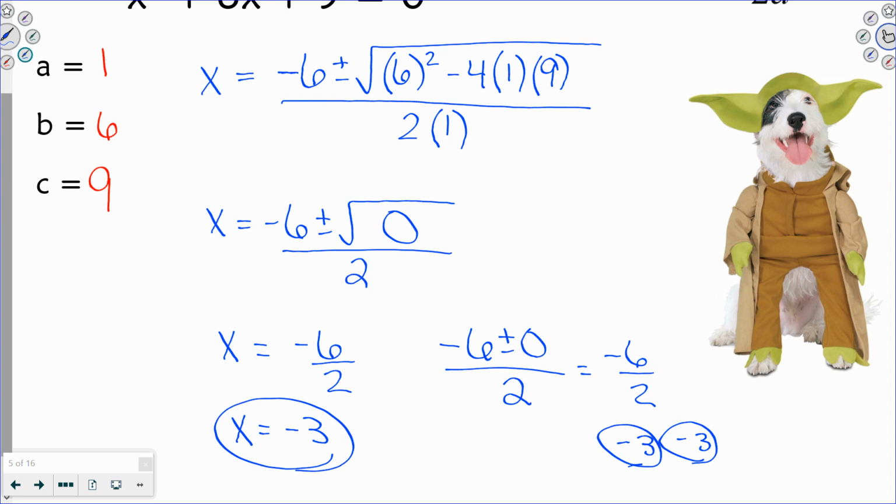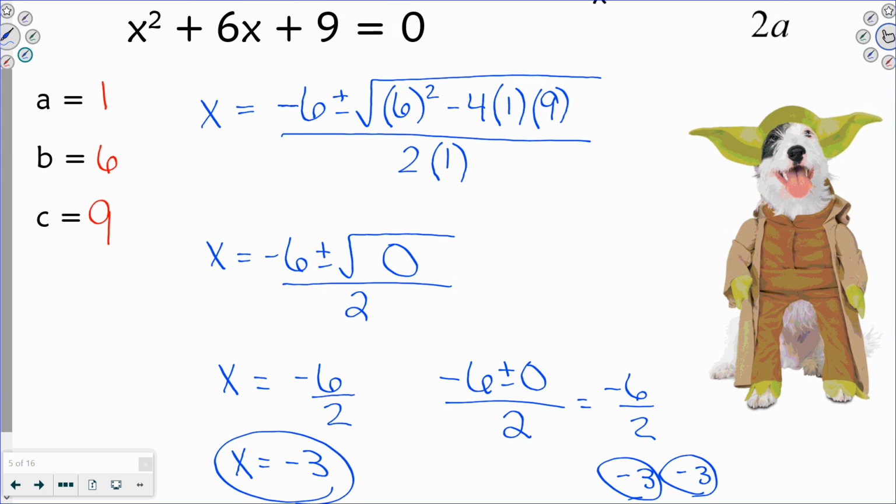Now, one thing I want you guys to start to recognize: if you get a nice, pretty answer, there's no radical, there's no i, nothing like that, what do you think that means about the original problem? How else could I have solved that? Can I use the square root method? No, I can't use the square root method. I can factor that.